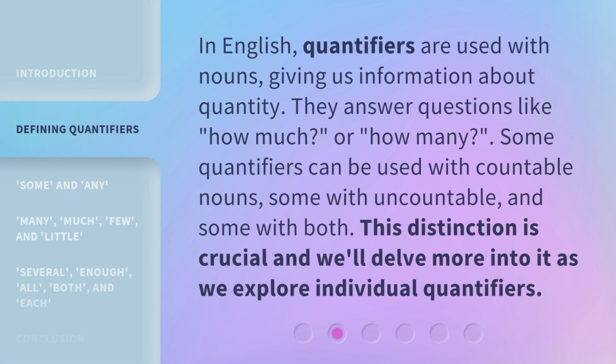In English, quantifiers are used with nouns, giving us information about quantity. They answer questions like, how much? Or, how many? Some quantifiers can be used with countable nouns, some with uncountable, and some with both. This distinction is crucial, and we'll delve more into it as we explore individual quantifiers.